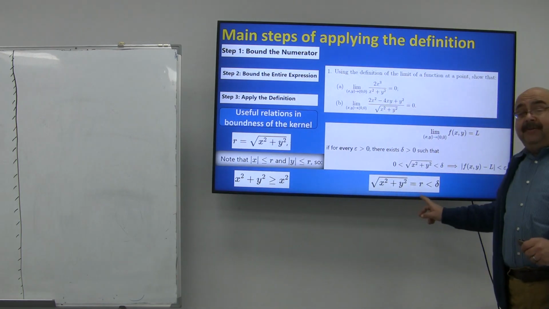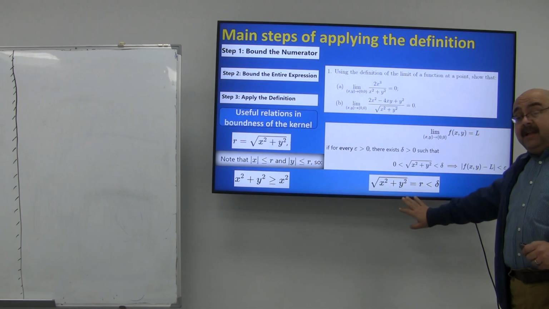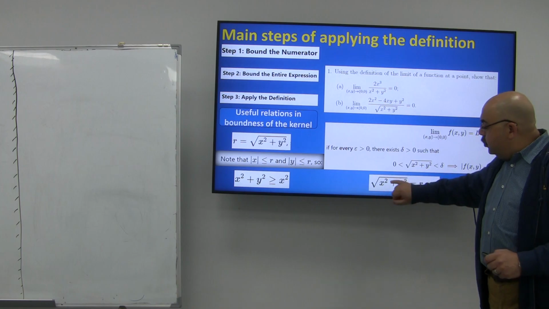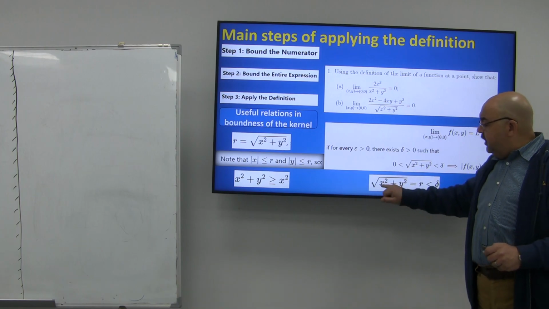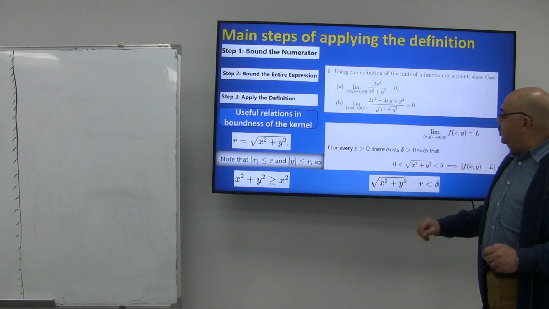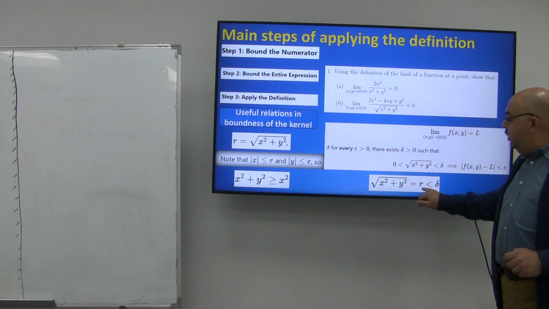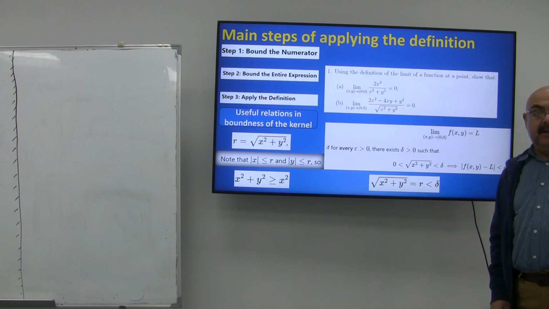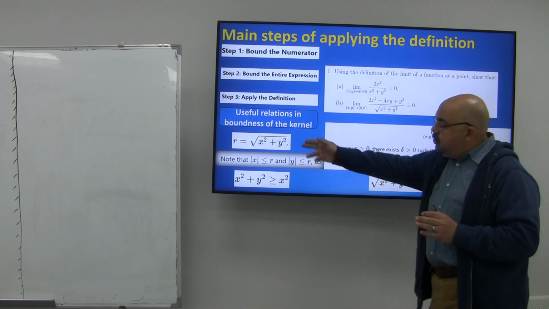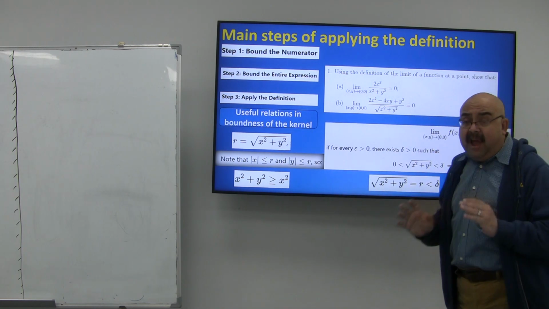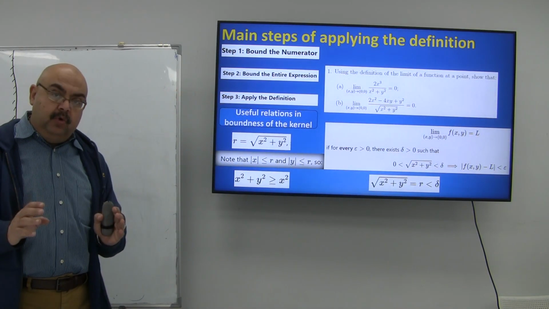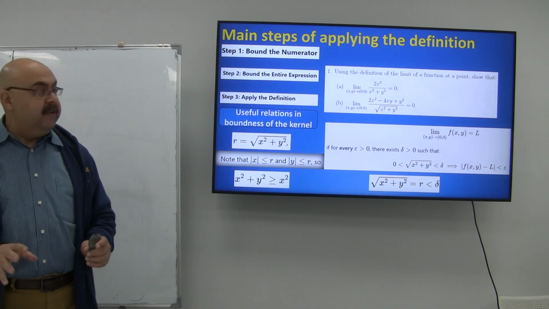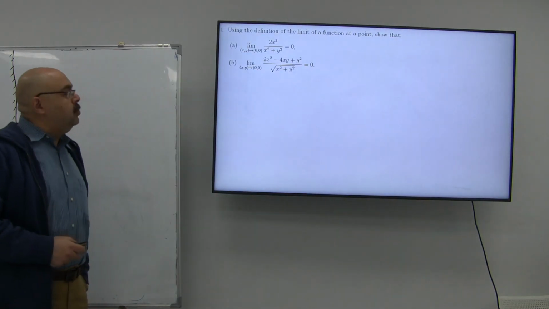Also, remember this. I know it makes sense, but sometimes you will lose it. I have the square root of x squared plus y squared, which is r. And since the root of x squared plus y squared, from the assumption, is less than delta, this will also lead to r being less than delta. And knowing just these simple facts will make a huge difference in the treatment of your problems, as you will see.